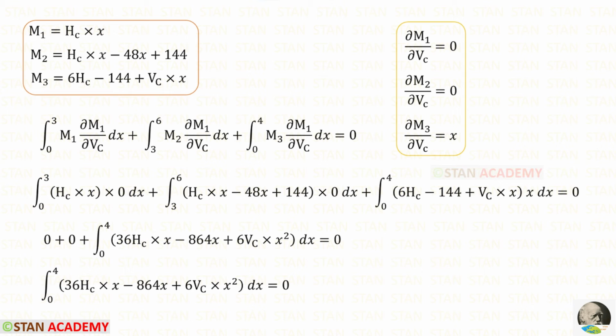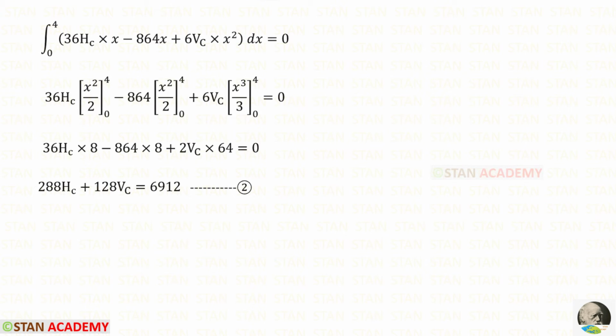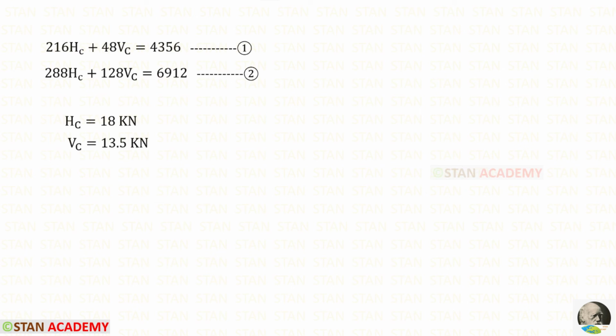Then we can apply the expressions for M1, M2 and M3. Also, we can apply the expressions for the partial differentiations. When we multiply this term with a 0, it will be 0. And when we multiply this term with a 0, it will be 0. When we multiply this with the x, we will get this. Then after integrating and simplifying, we will get this. Let us keep this equation as number 2. We can take a calculator and solve these two equations so that we will get Hc and Vc.